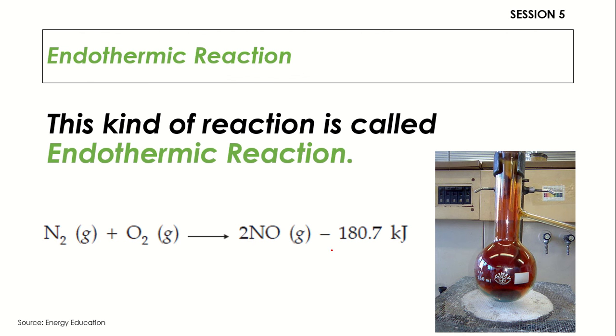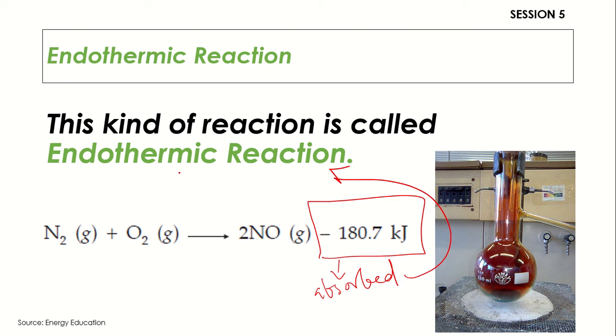And the reaction in which heat is absorbed is known as endothermic reaction. So wherever you see a negative value of kilojoule, any amount of heat absorbed, we call it endothermic reaction. So what you have to understand from these two slides is when the heat is given out, the value is a positive sign. That is, heat is released.